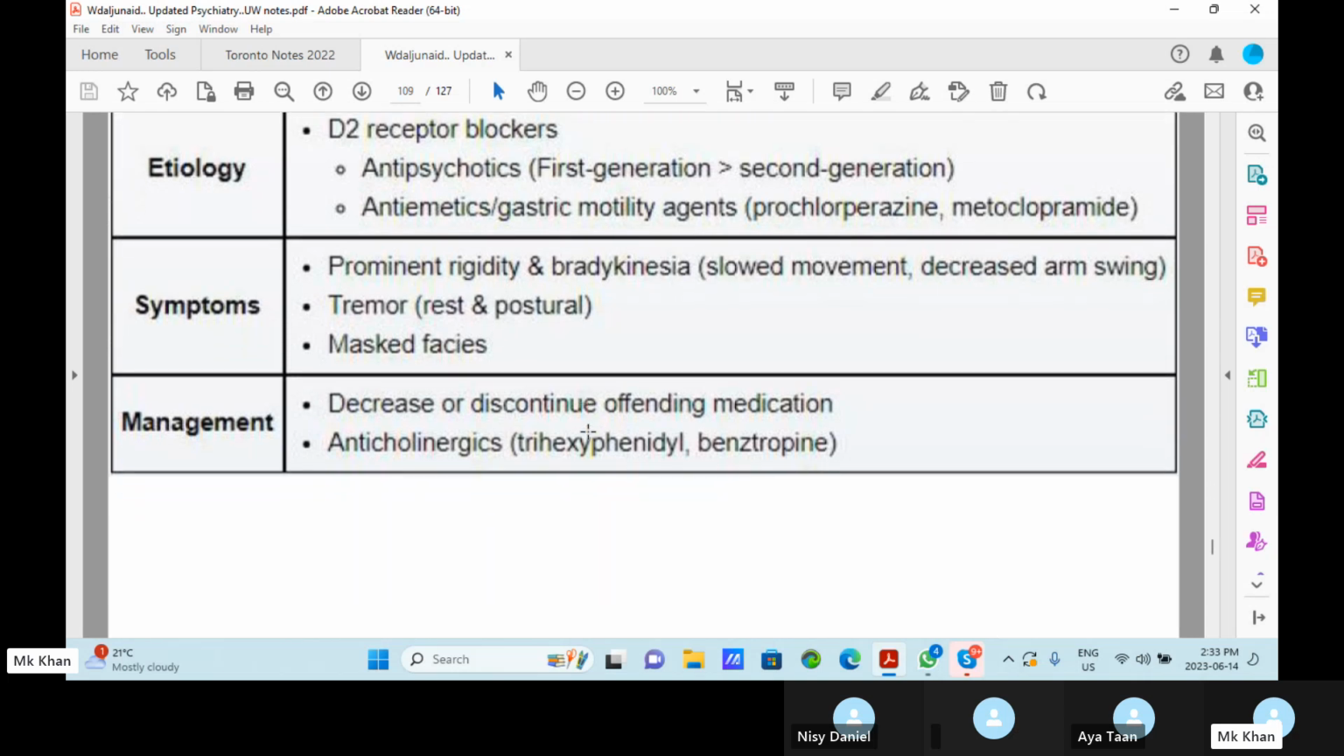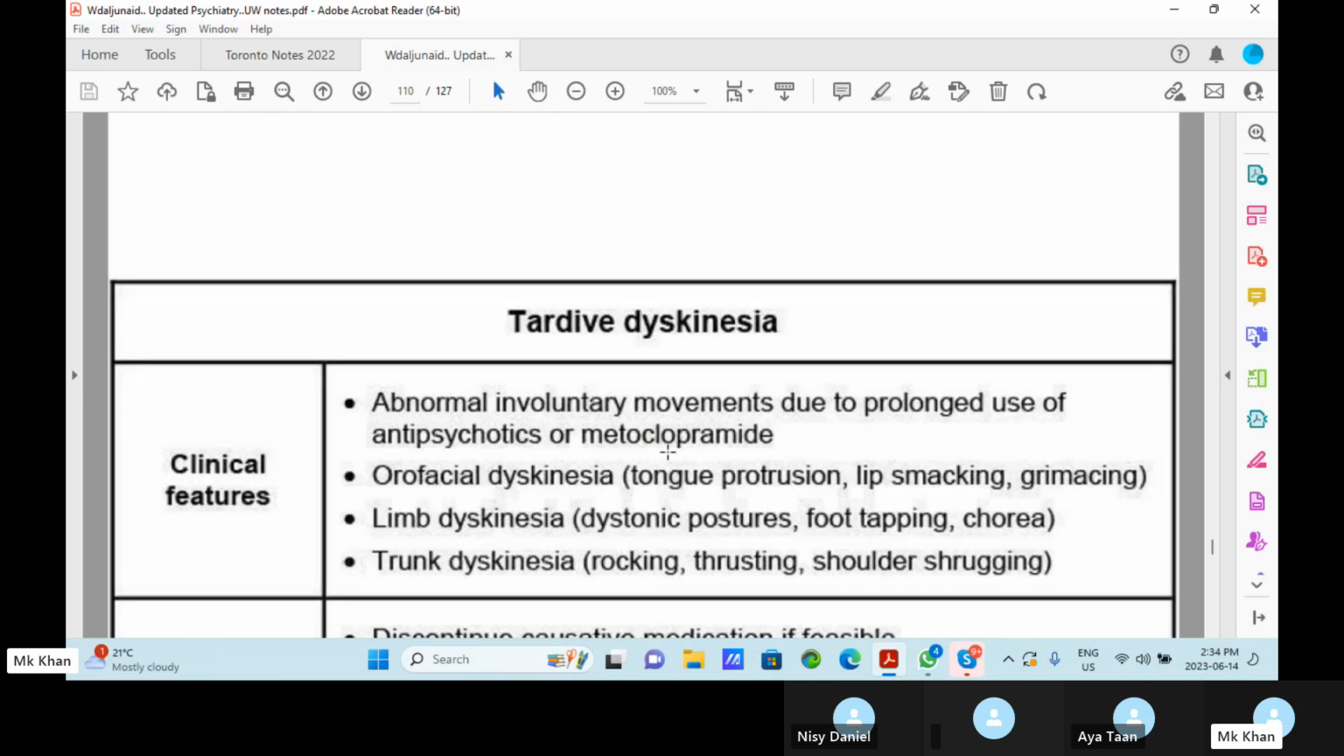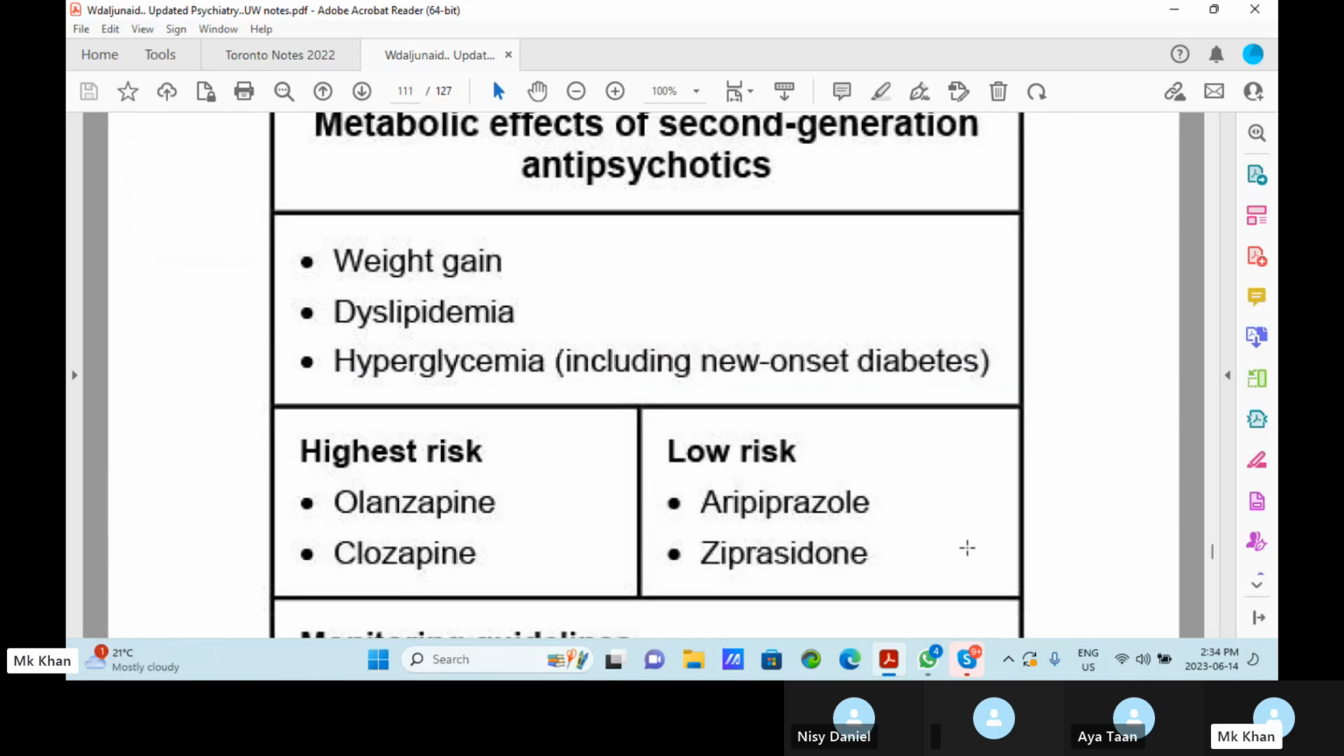And what is the management? The first thing is decrease or discontinue the drug, and then an anticholinergic, benztropine or diphenhydramine, can be given. So this is just the tardive dyskinesia, switch to clozapine if an antipsychotic is required. So we have already seen it there.